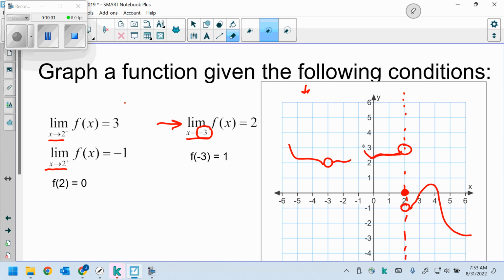So hang on here. I've got to make sure that as I approach 2 from the left, I'm hitting that dot. As I'm approaching -3 from the right, I'm hitting that dot. And that I still have a function by not violating the vertical line test. F of -3 is 1, solid dot. So that's how I would draw this function. Be ready to use your eraser.